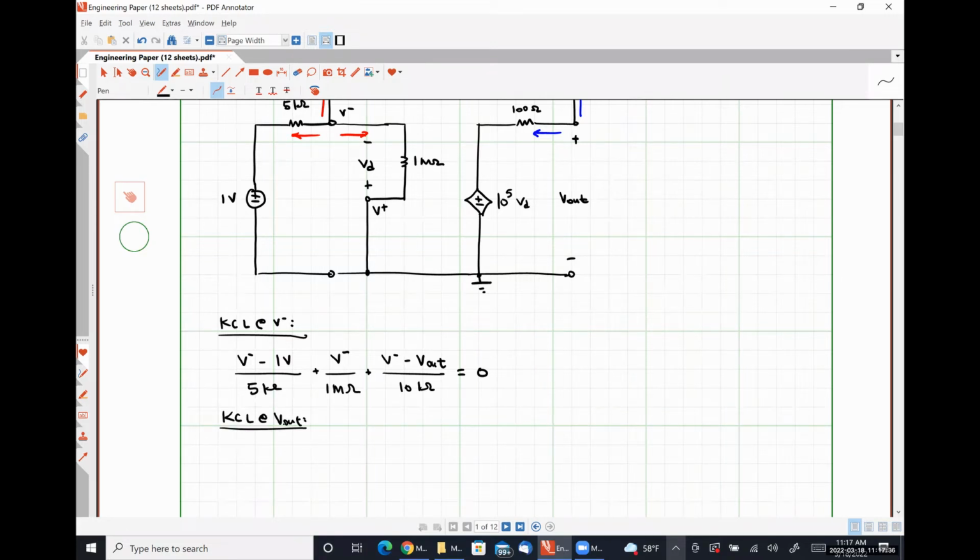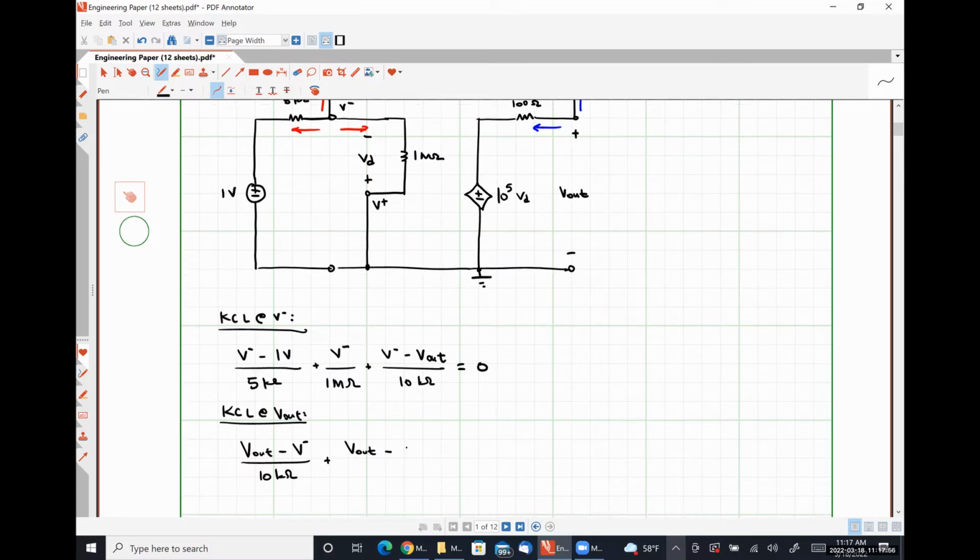And so that's going to be V out minus V minus over 10 kilo ohms. And then I'm going to have V out minus AV, 10 to the 5, times VD. So here's where we have to do a little bit of thinking.